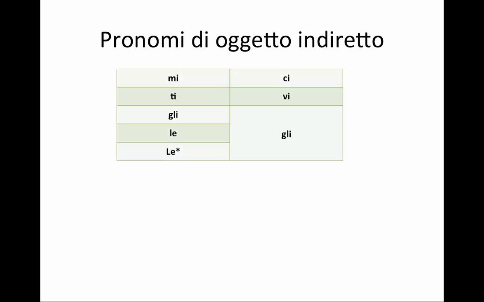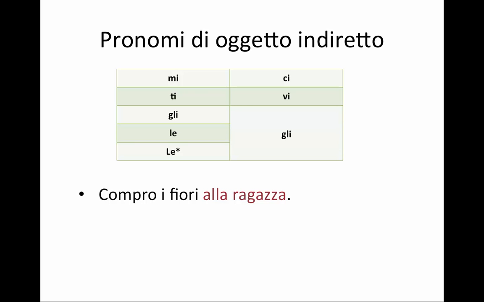These are all the pronouns. Mi, ti, gli, le, and then le formal. And then ci, vi, and plural for masculine and feminine is just going to be gli. There is another form, which is loro. It's indicated in your textbook, but that form you don't necessarily need to know to use actively because gli is predominantly used when we speak or write. Loro, however, is a little bit different because it is positioned after the verb.